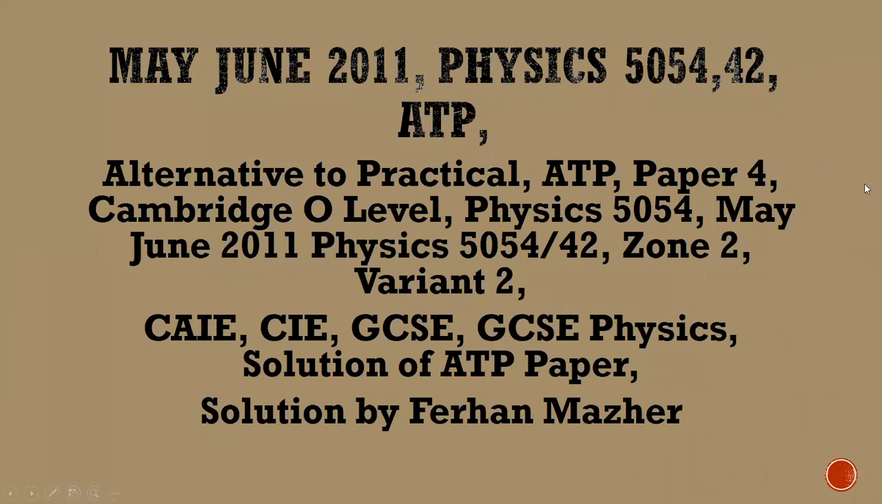Today, my dear students, we have done the May-June 2011 Physics 5054 paper 4, variant 2. This was the ATP paper, alternative to practical. This paper was from zone 2 or variant 2. So we were studying Physics 5054, Cambridge O-level physics.